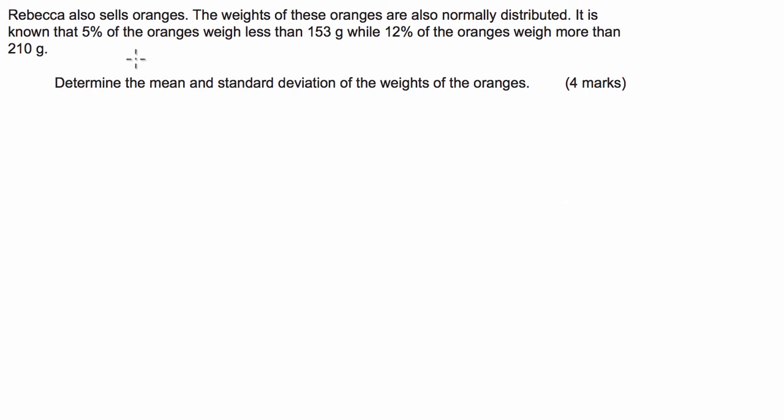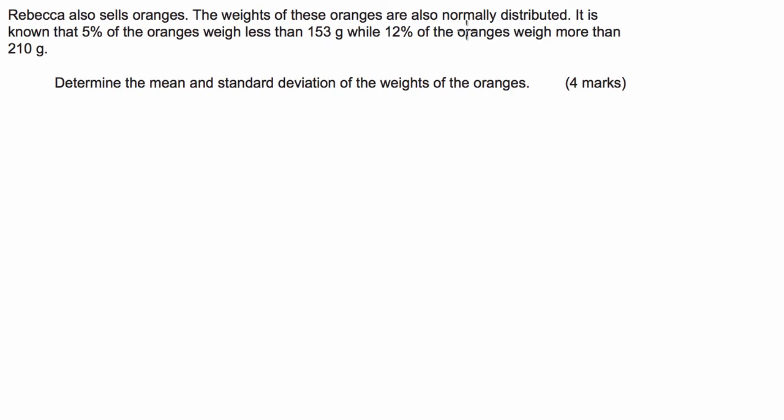We've got Rebecca also sells oranges. So obviously in the previous parts she sold something else as well. The weights of these oranges are also normally distributed. It is known that 5% of the oranges weigh less than 153 grams while 12% of the oranges weigh more than 210. Determine the mean and standard deviation of the weights of the oranges.